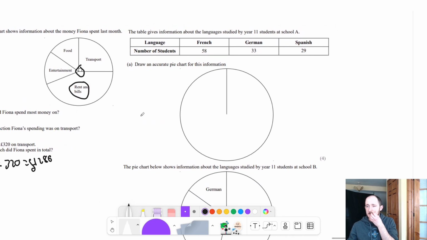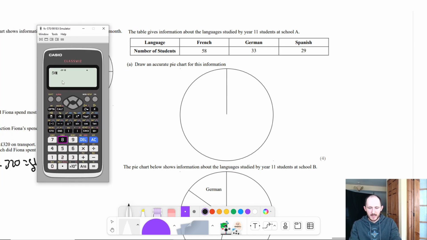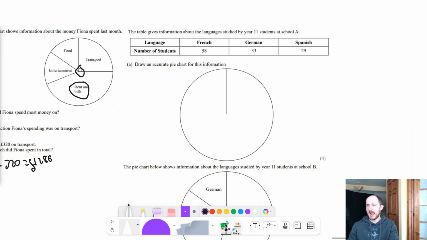So how do you draw a pie chart? Well, again, I won't be able to draw it because you need a protractor, but I'll tell you the method. Here's what you do. You add up all 3 of these numbers, okay? So 58 plus 33 plus 29, 120. And what you want to do is work out how many degrees each person gets. Because keep in mind, we have 360 degrees in total. So these 360 degrees need to be split between 120 people. So each person will get 3 degrees.